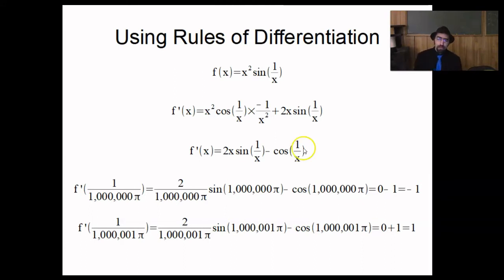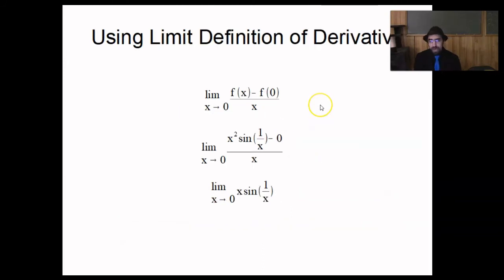But what happens when we try using the limit definition of the derivative? If you remember, the limit definition of derivative: f prime of x equals the limit as x goes to 0 of f of x minus f of 0 divided by x. Or that'll be f prime of 0, rather. Typically, you'd say f of a minus f of x over a minus x. So this is a way of finding the derivative specifically at 0.